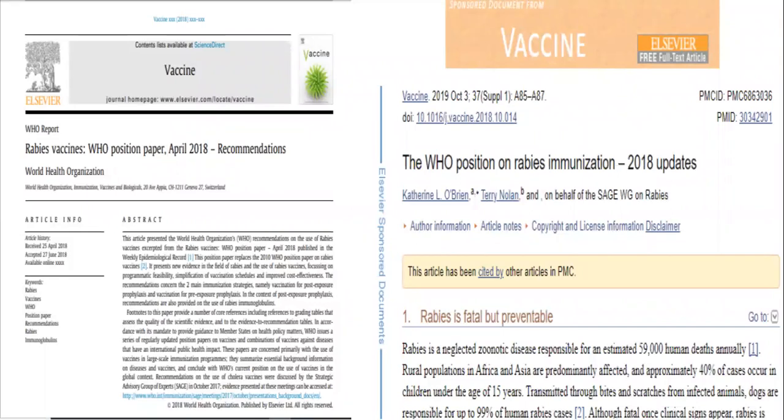Here are the two latest articles about rabies, which I could find on the internet. First is the WHO position paper, which was published in 2018, and it replaced the previous guidelines, which were published in 2010. Based on that position paper, people are explaining it and narrating their own stance. The second, on your right, is another paper, written by another person, explaining the position paper on rabies immunization, 2018 updates.